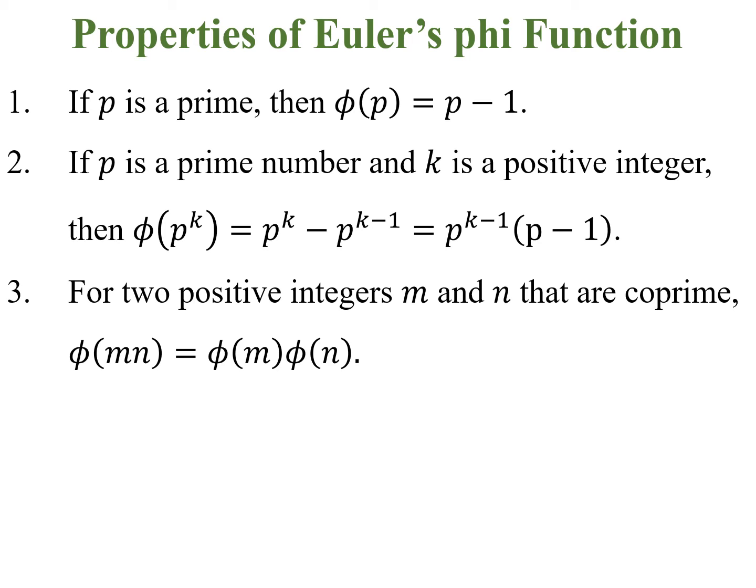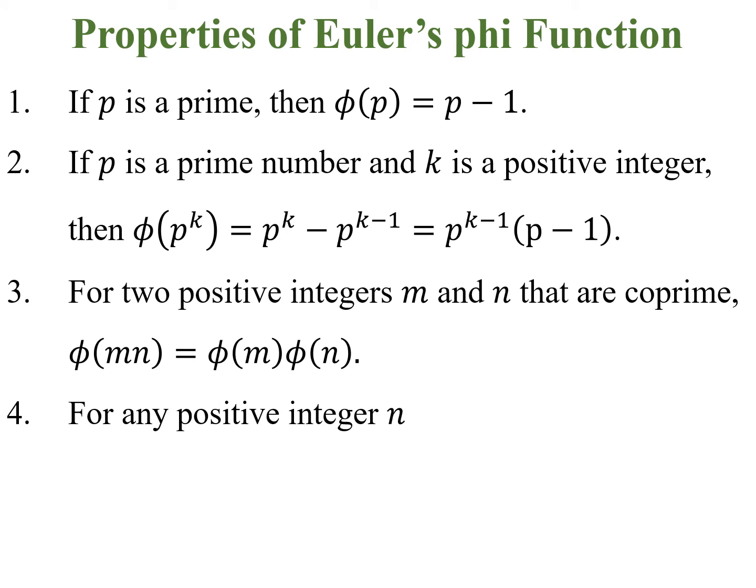Phi of 3: as 3 is prime, phi of 3 becomes 3 minus 1, that is 2. And this 4 can be written as 2 square, a prime raised to a positive integer. Phi of 4, that is phi of 2 square, will be 2 raised to 2 minus 1 into bracket 2 minus 1. Here 2 minus 1 is 1, 2 raised to 1 is 2, and 2 into 1 is 2. So this will be 2, and 2 into 2 will be 4. In this way, you can find Euler's phi function of any positive integer quickly.